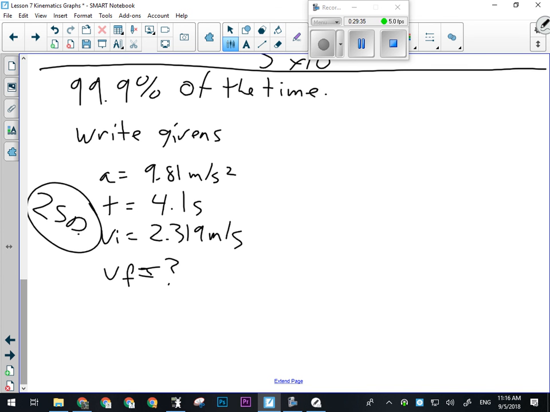Does the decimal place have any effect? Only if you're adding or subtracting. In this case, this number has 2 significant figures and this number has 3. It doesn't matter where the decimal is. The decimal only matters if I'm adding or subtracting. All right. Any other questions?